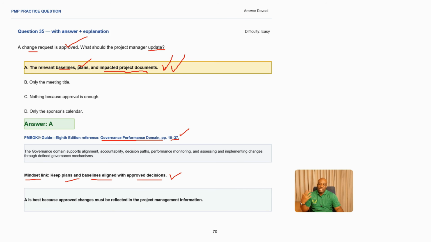So as the changes are coming in and getting approved, if it's a predictive environment, they're approved by the CCB. If it is an agile environment, they're approved by the product owner and reprioritized in the product backlog. As they come, make sure the baselines are also being updated, making A the best answer, because approved changes must be reflected in the project management information. Any changes must also be traceable. So you need to update them, making A the best answer.